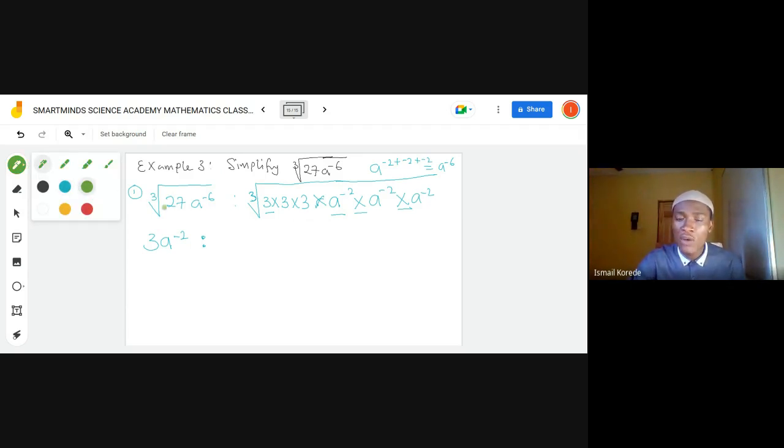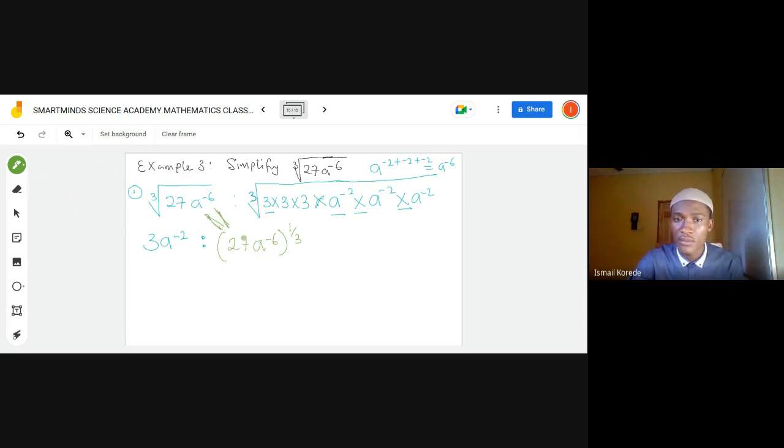So the first thing I would love to do is transfer these roots back into power. There's a way we can turn roots back to powers, if you remember from fractional index. So I'm going to have 27a^-6 all raised to power 1 over 3. It is still the same thing as this. These two things are the same.